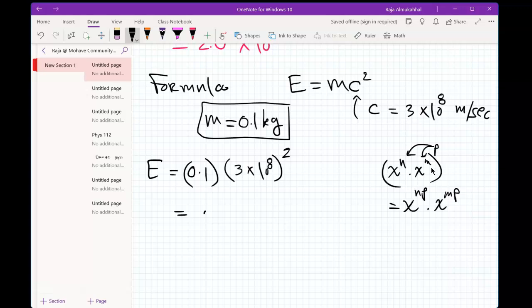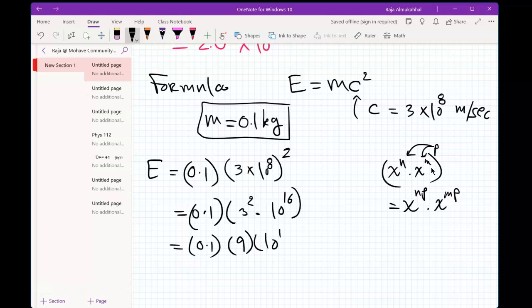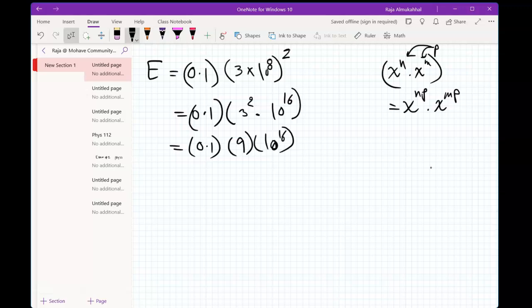So anyway, we have 0.1 times 3 squared times 10 to the 8 times 2 is 16, okay? So that will be 0.1 times 9 times 10 to the 16, okay? So we have here 0.1 times 9 is 0.9 times 10 to the 16, and that'll be basically the final answer.